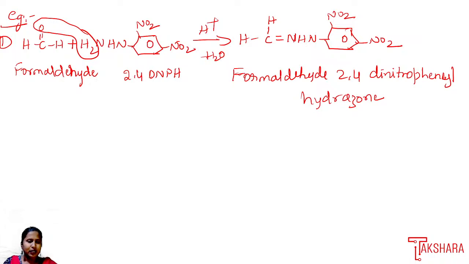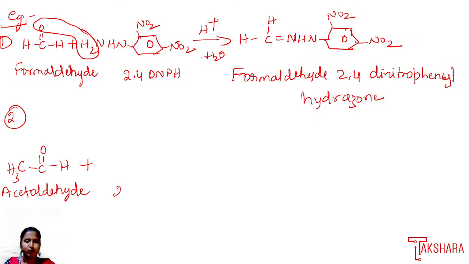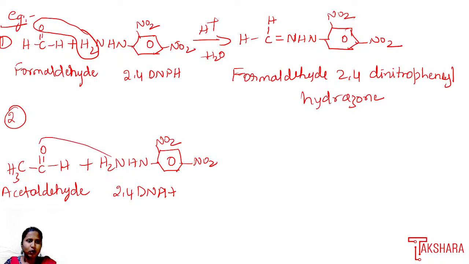So second example, acetaldehyde we will consider: CH3 C double bond OH. So this is acetaldehyde. When acetaldehyde is treated with 2,4-DNPH, that is H2N NH phenyl ring with NO2 and NO2. So this is 2,4-DNPH. So here we remove water and we will get the product.